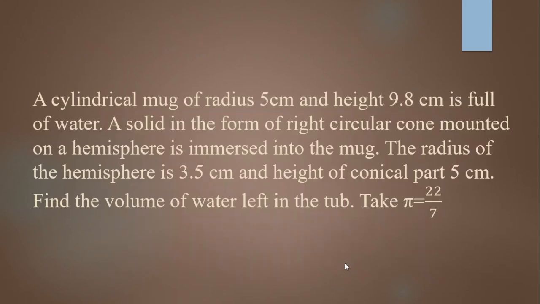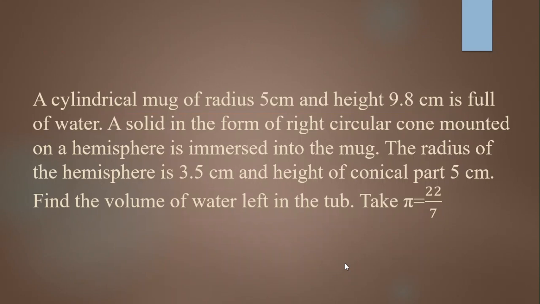A cylindrical mug of radius 5 centimeters and height 9.8 centimeters is full of water. A solid in the form of a right circular cone mounted on a hemisphere is immersed into the mug. The radius of the hemisphere is 3.5 centimeters and the height of the conical part is 5 centimeters. Find the volume of the water left in the cylindrical mug. Take pi as 22 by 7.